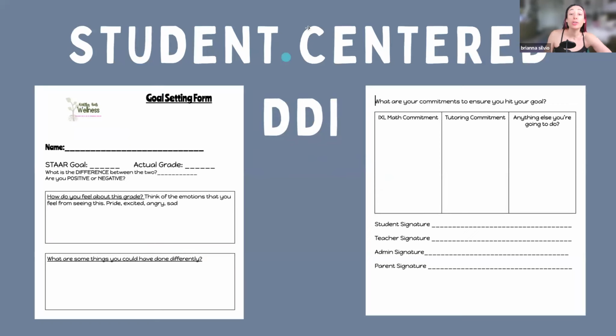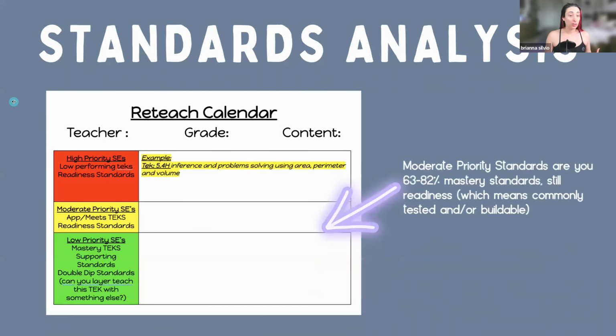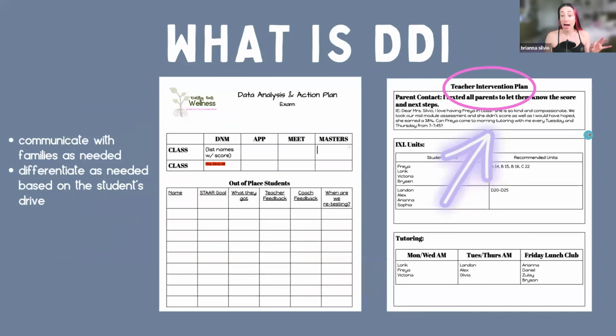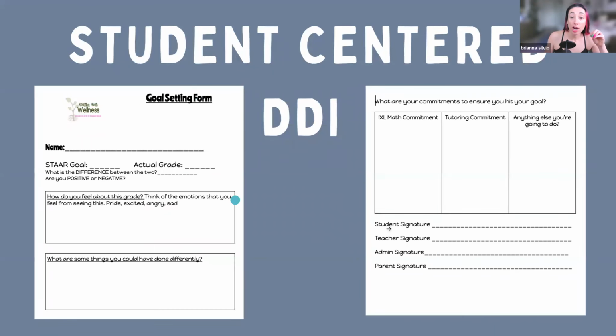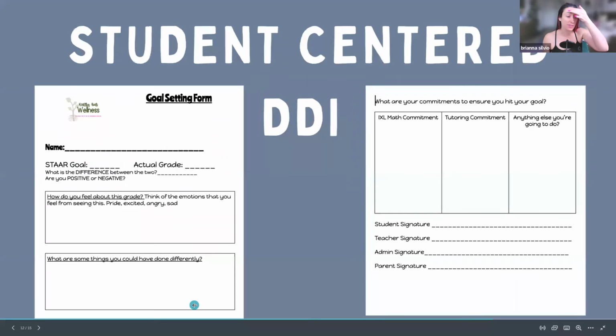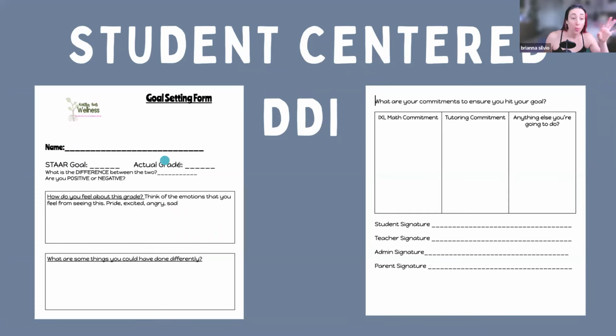So here comes the student-centered DDI form that we were talking about. Let me take you back, as I'm filling out this guy and I'm meeting with students, we are filling out this together. So I'm telling them what is their goal, right? And once again, you have full editing access. The only thing that I ask is that you don't take my watermark or my copyright out, but you have full editing access of this form. So you've got their name, you've got their goal, what they actually got. Is there a difference between the two?